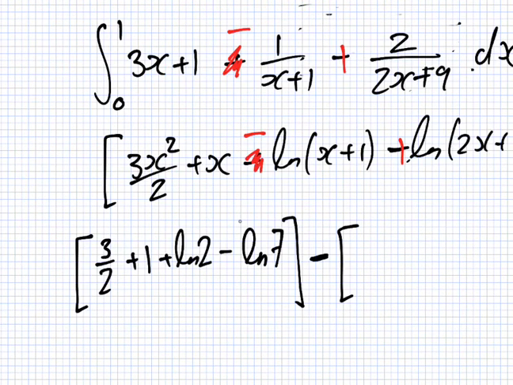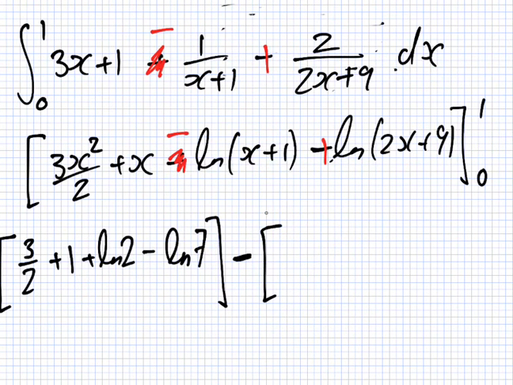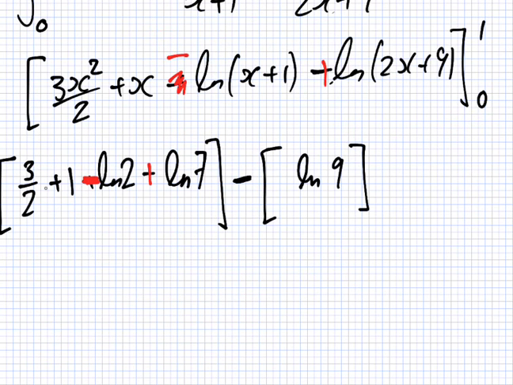Okay, so that means here, when I put in 1, I get 3 over 2 plus 1, so that's a minus now. And this is a plus. Okay, now I put in 0, I get 0, 0, minus, oh well that's still 0, log 1 is 0, so actually I'm just left with this, log 9. Okay, so I have 3 over 2 plus 1, so what's that, 5 over 2, 5 over 2 minus log 2 plus log 7 minus log 9.